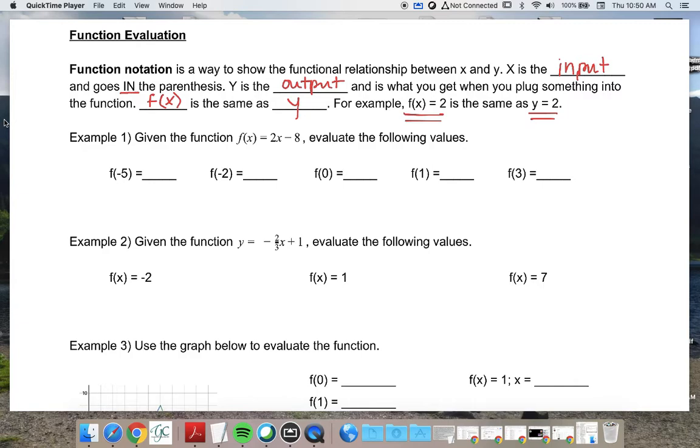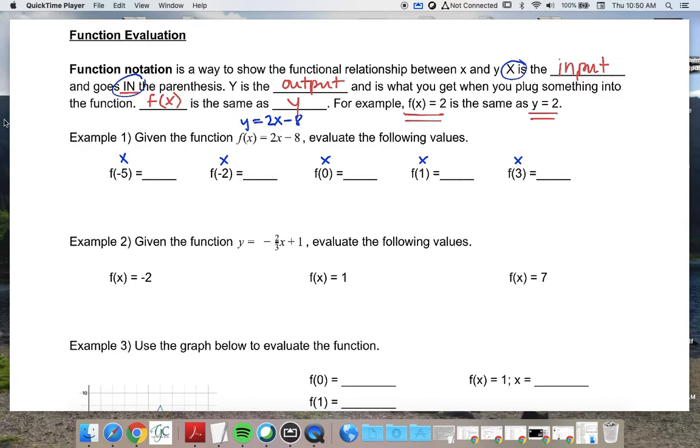So in our first example, we have been given the function f of x equals 2x minus 8. So remember, f of x is the same thing as y, so this is really just y equals 2x minus 8. And then they have asked us to evaluate the following: f of negative 5, f of negative 2, f of 0, f of 1, and f of 3. Just like we said before, x goes in parentheses, so all of these numbers represent x values.